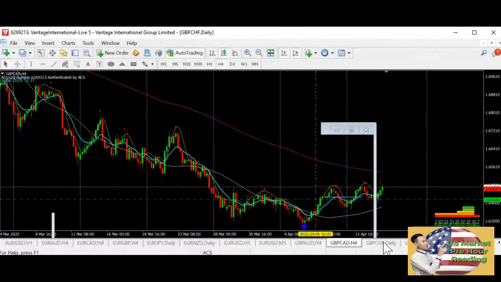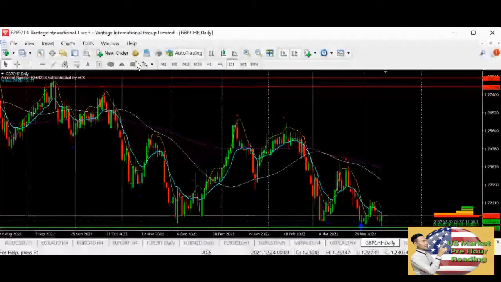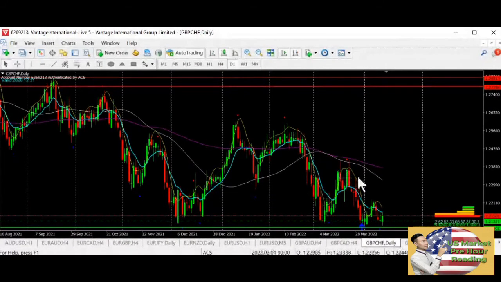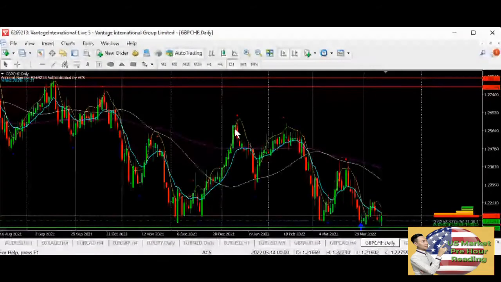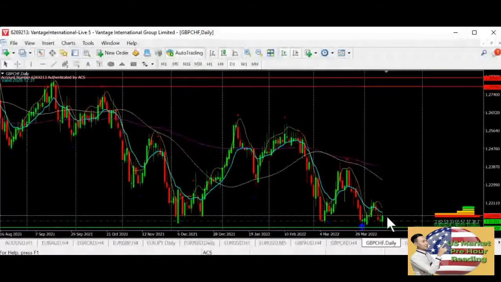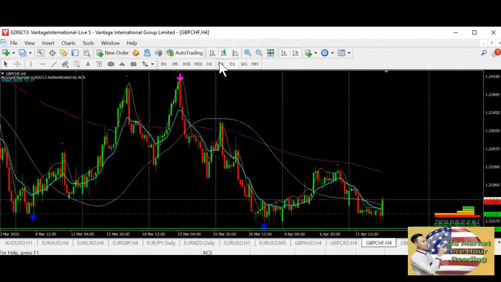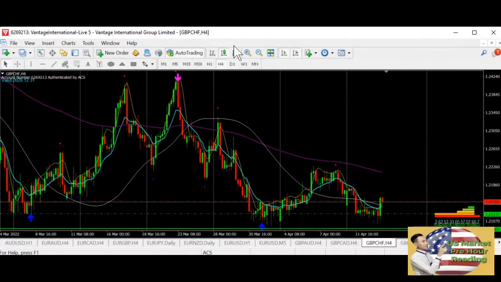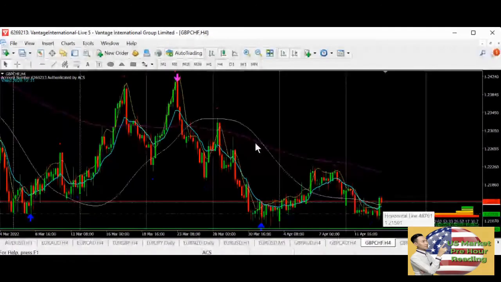Next to go, pound franc. Pound franc, we are in the bear zone. It retested the support since here, and we are still on the support. So it's good to buy, but let's take a look where the support and resistance are within the supported bull trend. Now it's trying to break the resistance. Now it's retesting the resistance level.